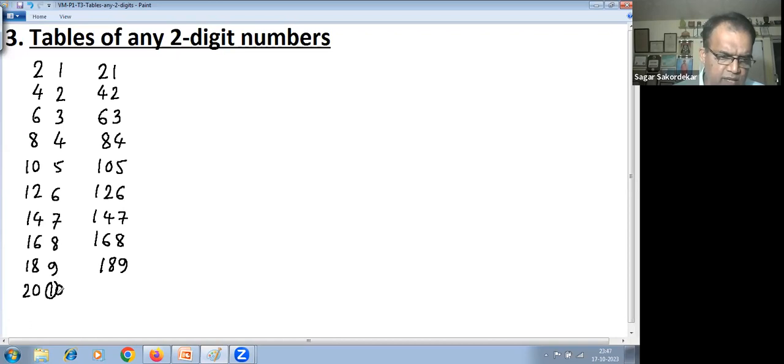For a double digit, a small calculation is there. This extra digit you have to add to the left. 20 plus 1, 21, and the last digit you have to join, 0 you have to join. 20 plus 1 is 21, then 0: 210.